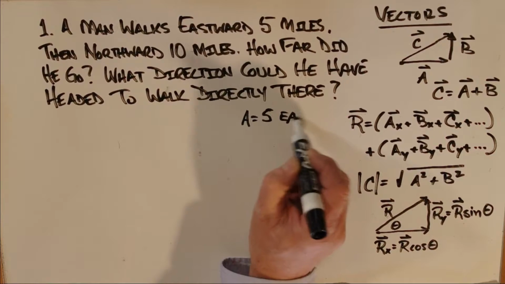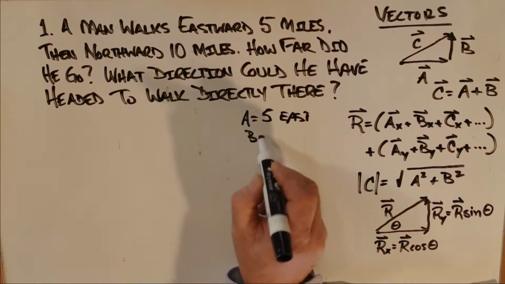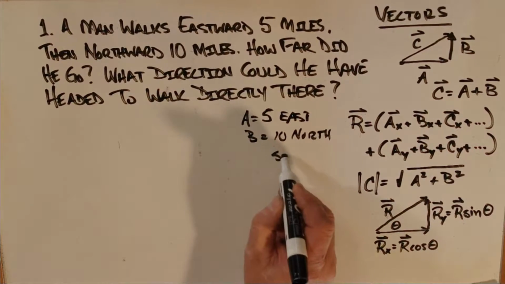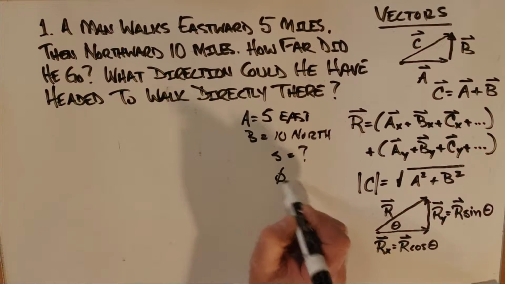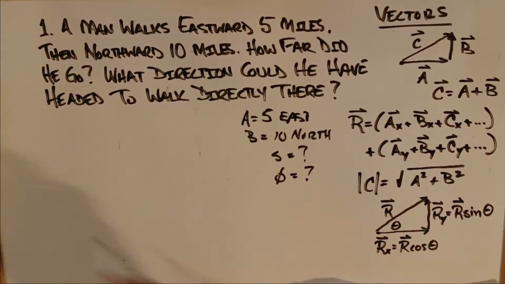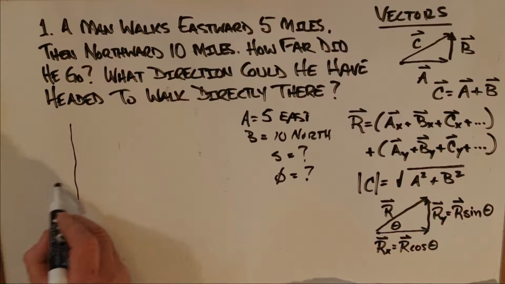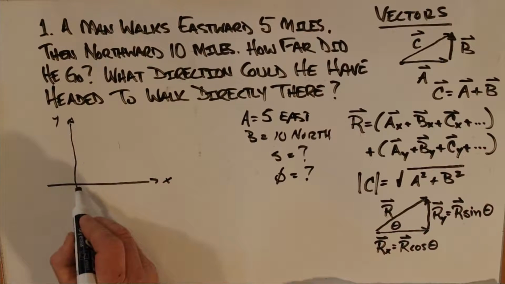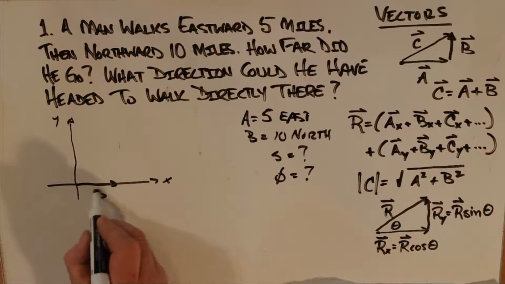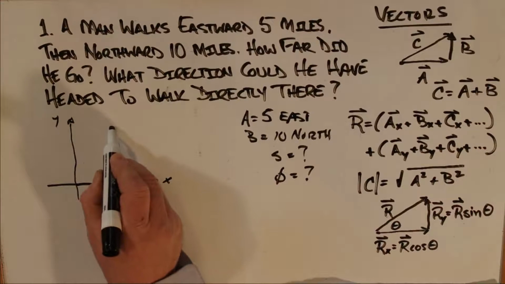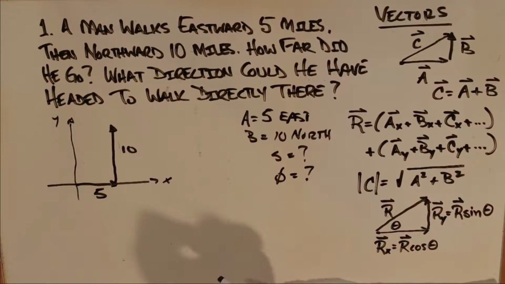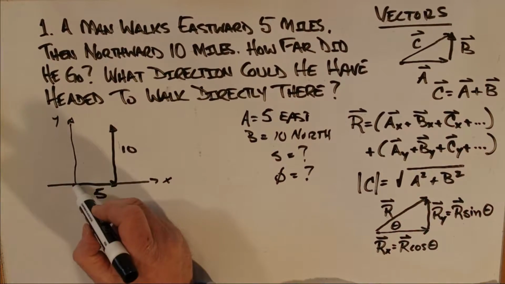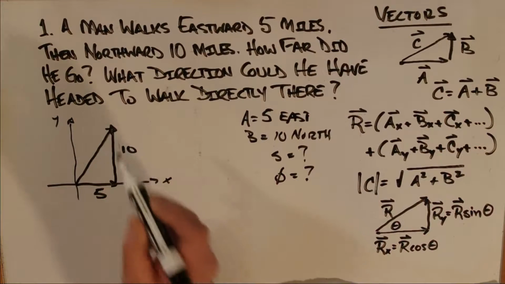Our first problem: a man walks eastward 5 miles, then northward 10 miles. We're asked how far did he go and in what direction could he have headed to walk directly there. So we have vector A as 5 miles east, vector B 10 miles north. And just to diagram that out, Cartesian coordinates with x and y axes, A being 5 and B being 10. And what we're asked to find is the resultant vector that joins the two together.